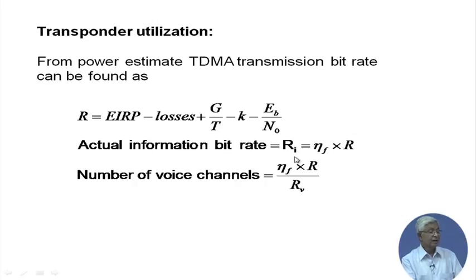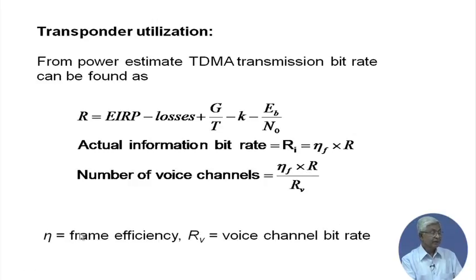So, if we call it Ri, then Ri is some efficiency times the transmission bit rate. Let us call this efficiency eta f. So the number of voice channels, if RV is the voice channel bit rate, becomes Ri by RV, that is eta f into the transmission bit rate by RV, where eta f is the frame efficiency and RV is the voice channel bit rate.